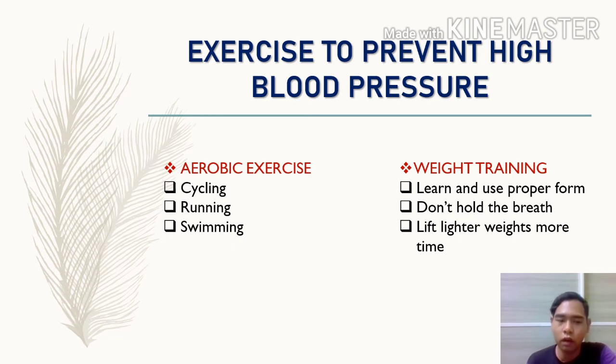Okay, there are a few ways to go about weight training. First, learn and use proper form to reduce the risk of injury. Secondly, do not hold your breath during exertion because it could spike your blood pressure, so do it while breathing easily. Lastly, lift lighter weights more times, because heavier weight might require more strength that could cause a greater increase in blood pressure. Okay, that's all for me.